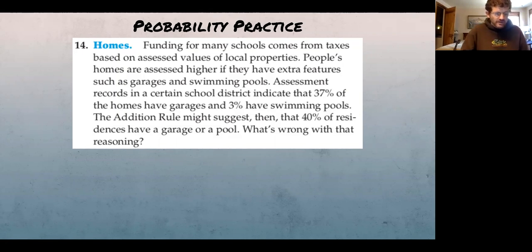So in this case, funding comes from taxes based on assessed values. People's homes are assessed higher if they have extra features such as garages and swimming pools. So for a certain school district, 37% of homes have garages, 3% have swimming pools. The addition rule might suggest then that 40% of residences have a garage or a pool. And what's wrong with that reasoning?